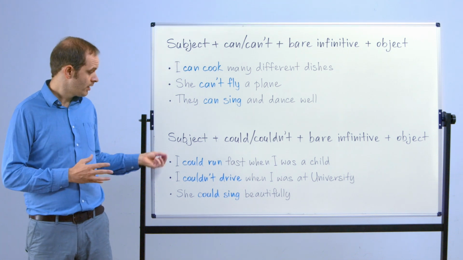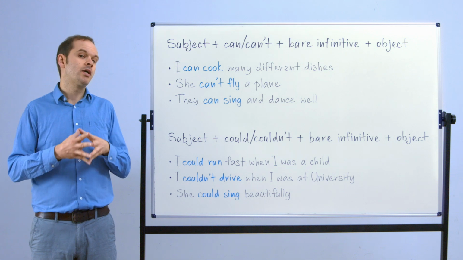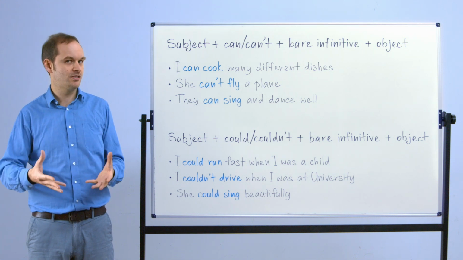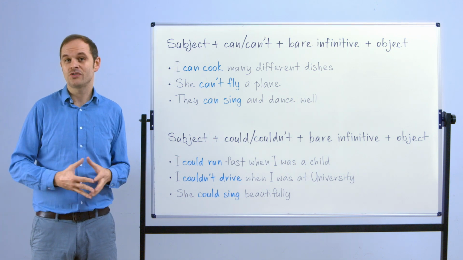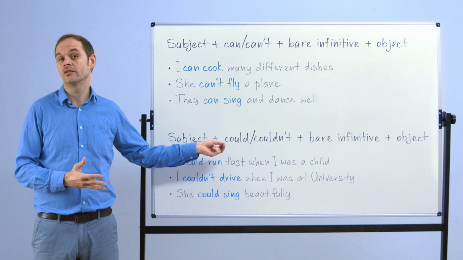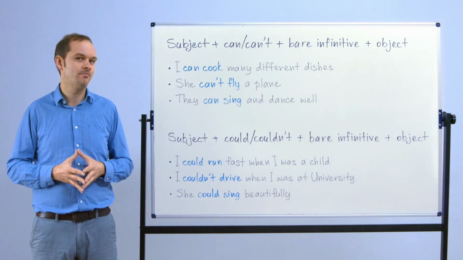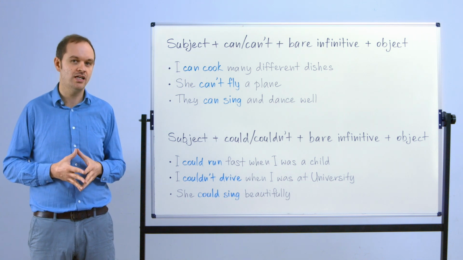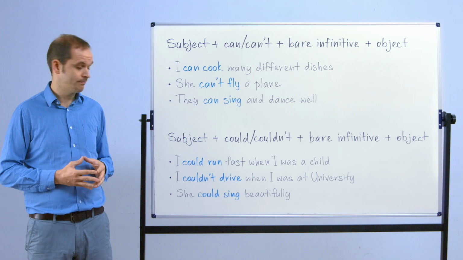For example, I could run fast when I was a child. Now, because we're using could to describe a past ability, we sometimes suggest that maybe now in the present we can't do these things. So for example, I could run fast when I was a child. This suggests that the speaker is describing their inability, something they can't do in the present today, in comparison to what they could do when they were a child.